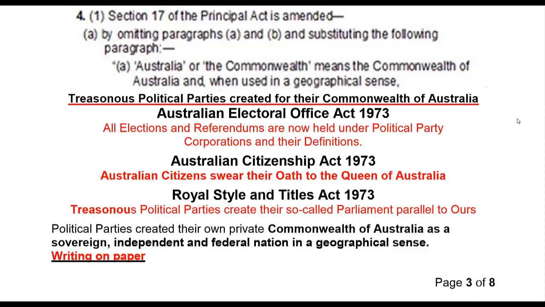Royal Style and Titles Act 1973. Treasonous political parties created their so-called parliament parallel to ours. Political parties created their own private Commonwealth of Australia as a sovereign, independent and federal nation in a geographical sense, which is just writing on paper.